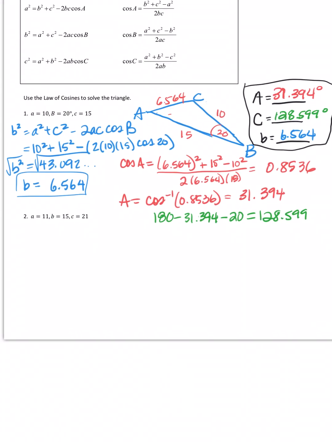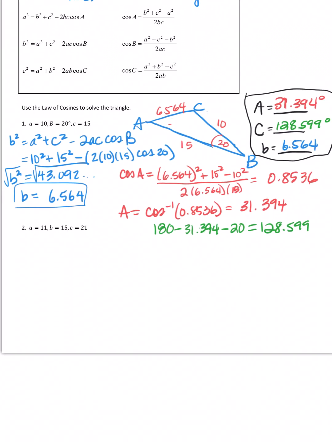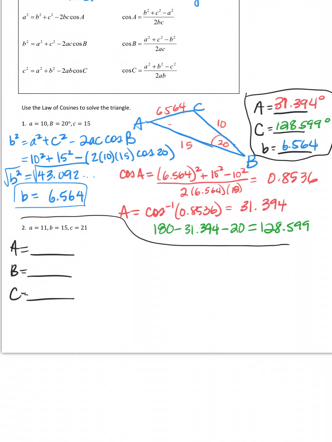Let's try number 2. This one, if you notice, all I'm given are sides. So I don't necessarily have to draw a triangle. All I'm given are sides, so I have to start with angles. So I know I'm going to be done when I've found angle A, B, and C. Doesn't matter where I start, honestly. So I'm just going to draw myself a little line here. I'm going to start with cosine of A.